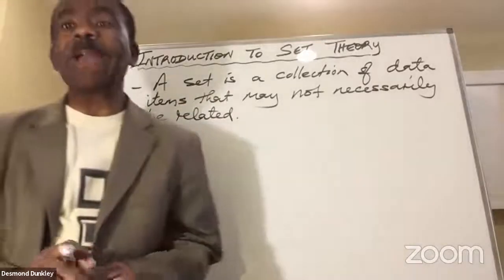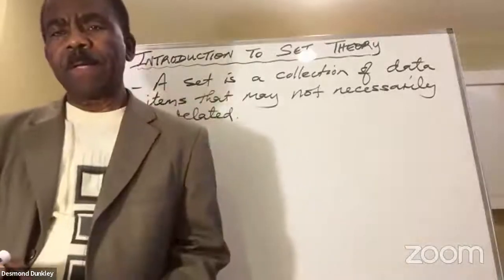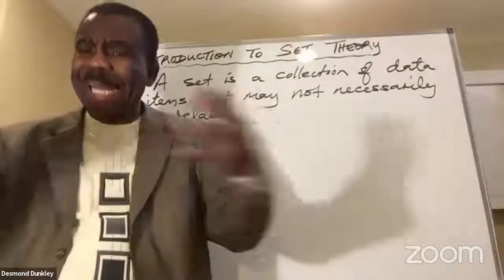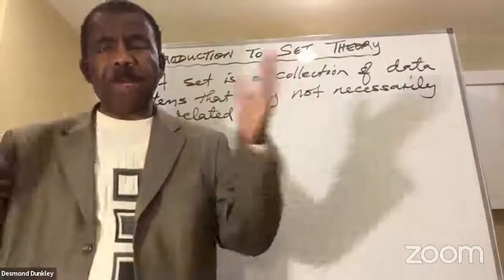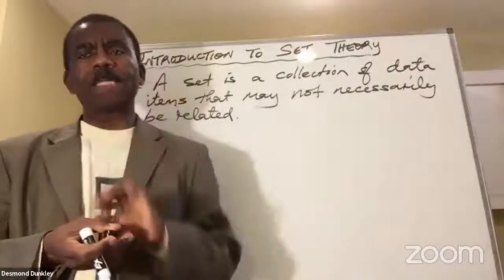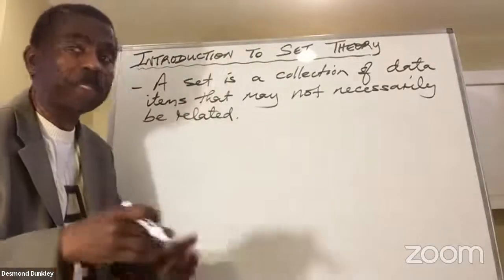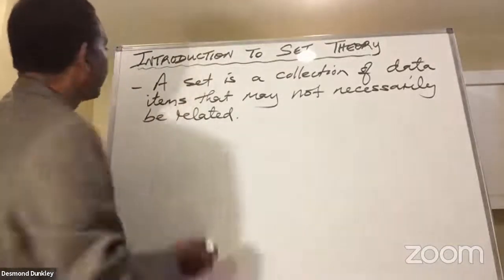A set is a collection of items, and the items do not necessarily have to be related. They could be random. So that's what a set is, okay? So there could be a pattern, or it could be just random, arbitrary.